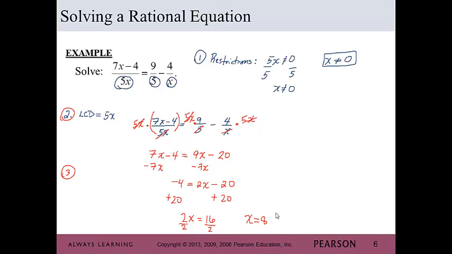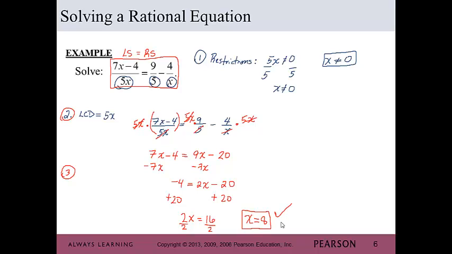Now, before we can say that is our solution, we have to look back up at our restrictions. And the only restriction we had was x cannot equal 0. Well, 8 isn't 0, so 8's good to go. Now, if you further want to check or verify that this is your answer, you come back up here to the original equation, and everywhere you see an x, plug in an 8. And the question is, does the left side equal the right side? If it does, then this is verified as a solution.